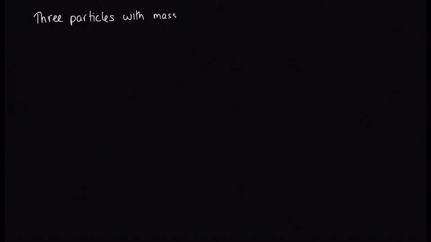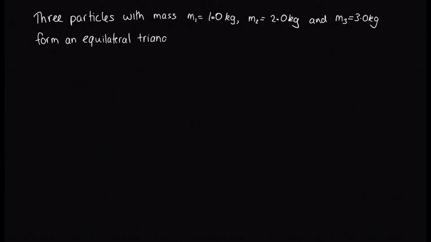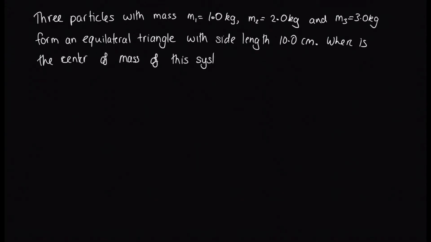So the question is, 3 particles with mass m1 equal to 1.0 kilograms, m2 equal to 2.0 kilograms, and m3 equal to 3.0 kilograms form an equilateral triangle with side lengths of 10 centimeters. Where is the center of mass of this system? Clearly show it on a diagram.